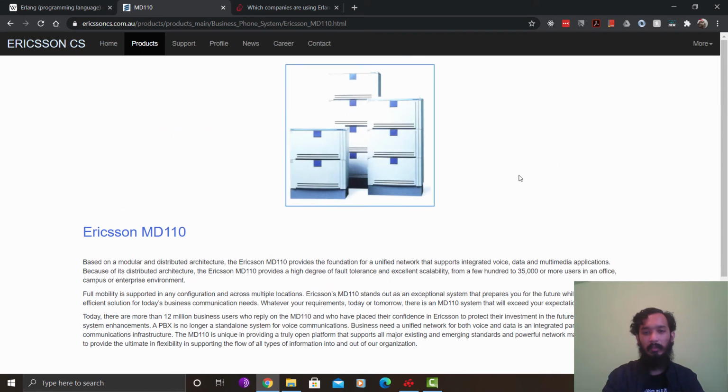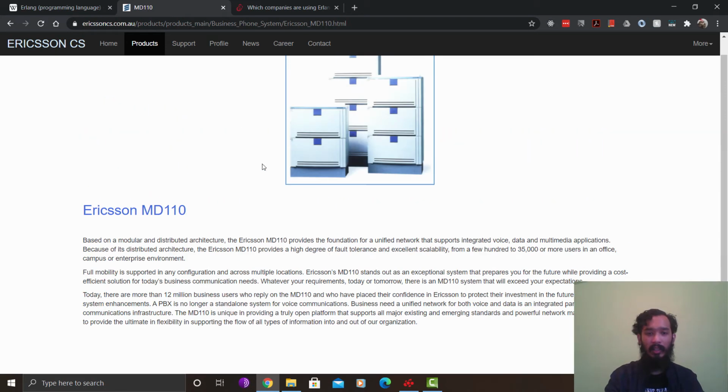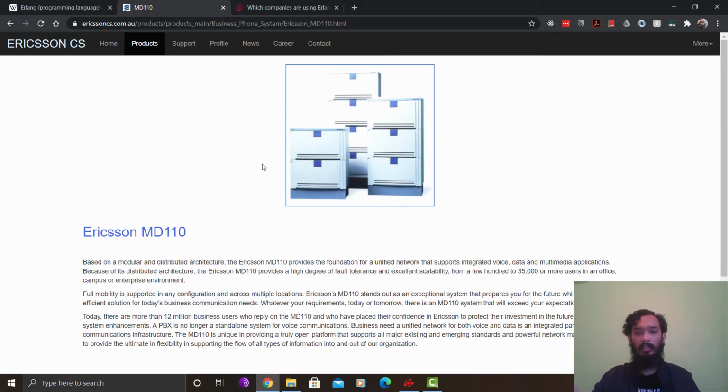Well, it's not really a picture. I don't know if this is how it looks. But again, this is just a PABX system. This is something you deploy in an office or a hotel to set up communications between different branches, between different departments, different rooms.